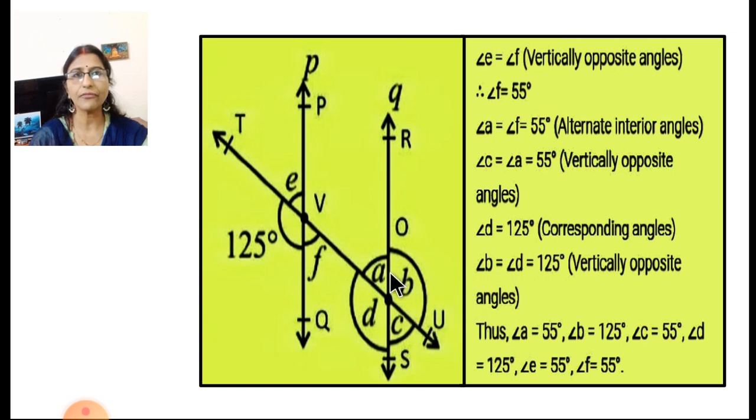Angle A we got 55 degree. Angle B is 125 degree, they are vertically opposite, just now we got 125. Angle C is 55 degree. Angle D is 125 degree. And angle E we got 55 degree. Angle F also 55 degree. So this way we have shown the measure of all the angles.